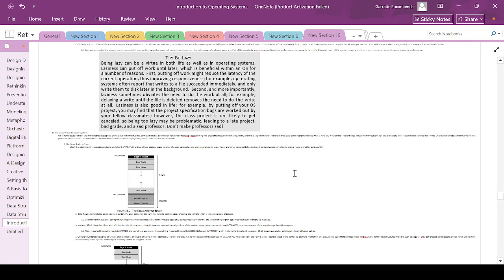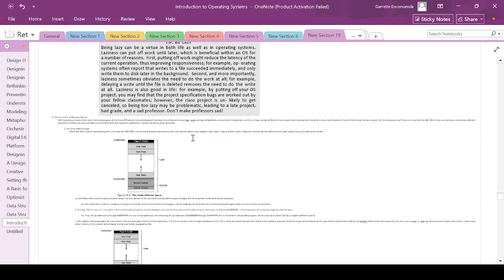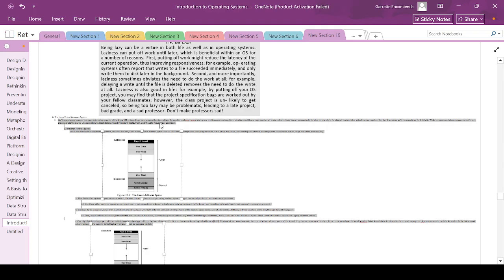Laziness is also good in life. For example, by putting off your OS project, you may find that the project specification bugs are worked out by your fellow classmates. Thus, you don't need to do the effort to fix that. However, the class project is unlikely to get cancelled. So being too lazy may be problematic if you go over, leading to a late project, bad grade, and a sad professor. Don't make professors sad.